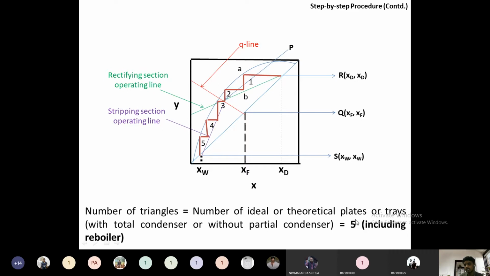Okay, I will explain what a partial condenser is and what a total condenser is. We will see that in the next topic.